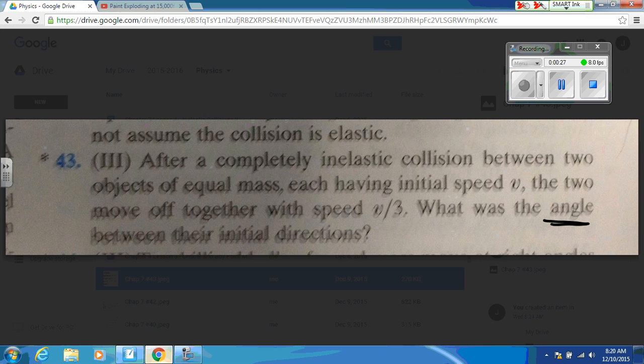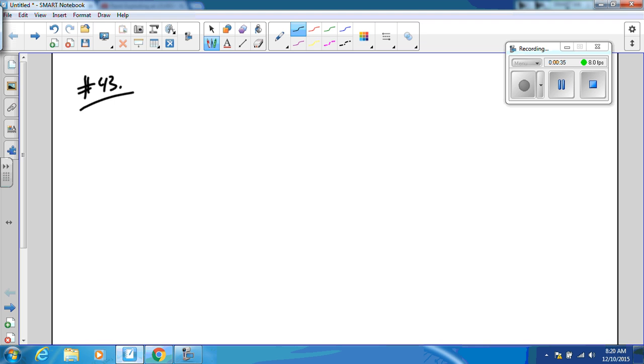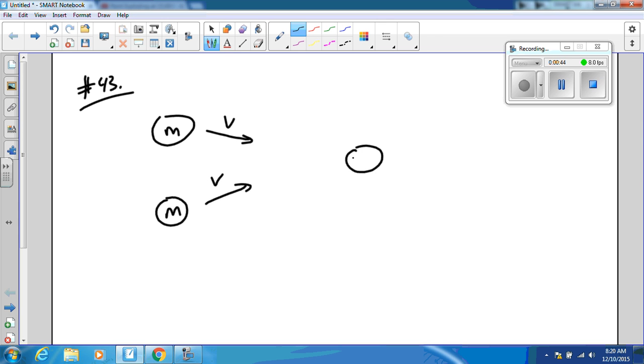And you can see I've already underlined the angle here, because that is giving us a context clue that we are working in 2 dimensions. And so our before diagram looks something like this: object of mass m, object of mass m, speed of v, and they now come together and move off in some direction with a speed of v over 3.